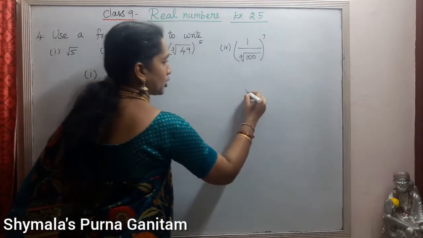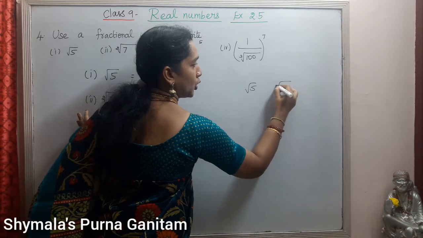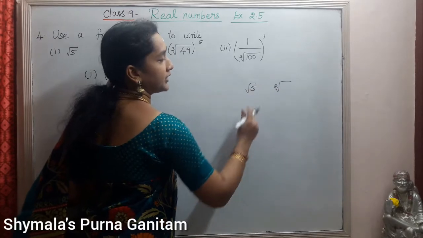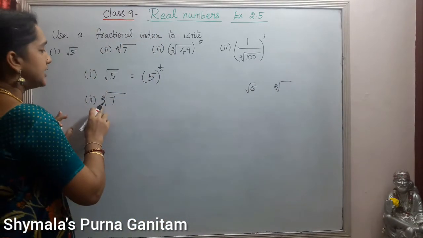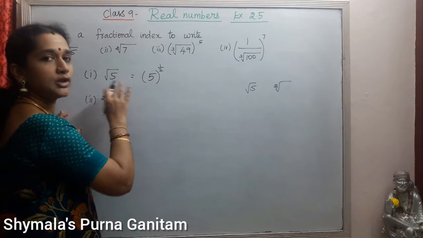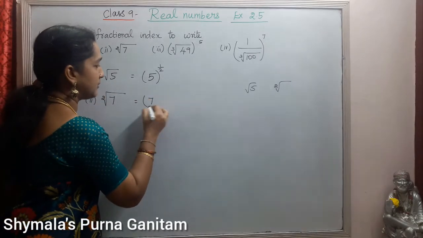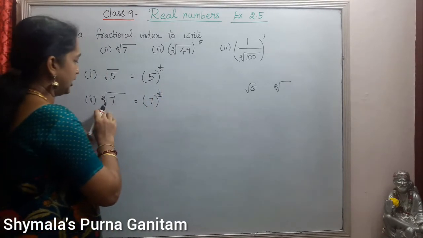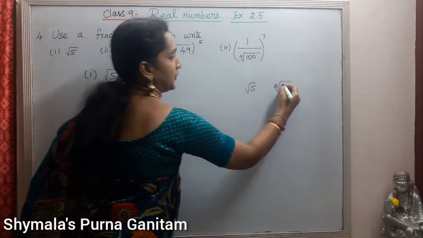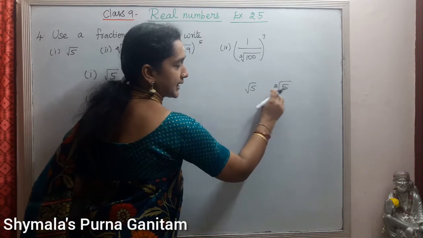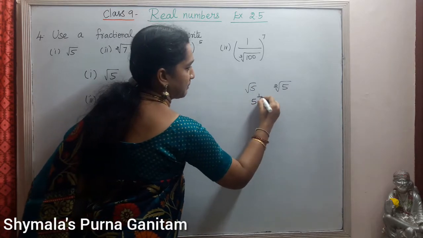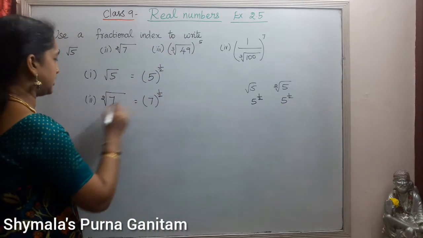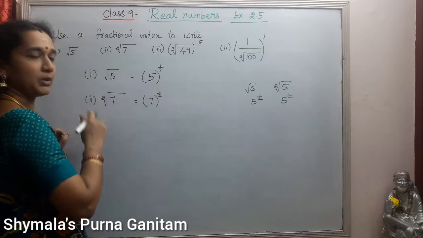Then the second one. Root 5 and root 2, that is second root of 2 and root 2, both have the same meaning, that is power 1 by 2 only. So this one is second root of 7, which is equal to 7 power 1 by 2. Root 5 and second root of 5 both have the same meaning. This is 5 power 1 by 2, this is also 5 power 1 by 2 only. Okay, so this is the second one. Since 7 is there, it is 7 power 1 by 2.